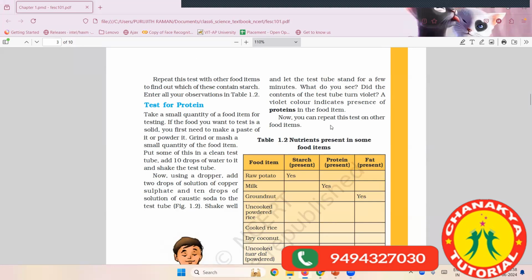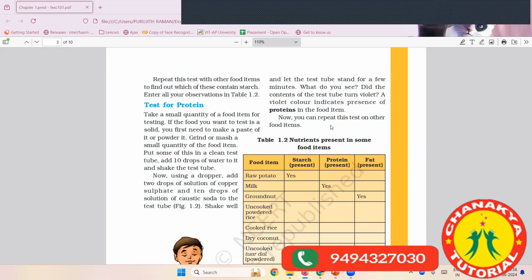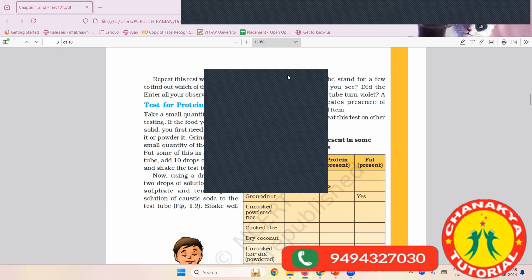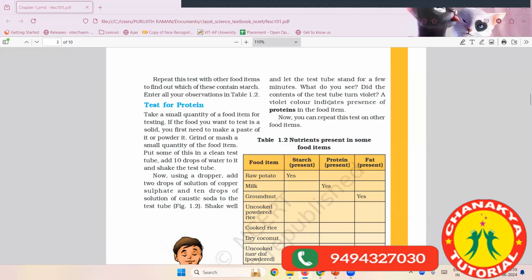The question can also come like, I have an unknown food item. I don't know whether it has protein or starch, but they have given you the test. So I am taking 2 drops of copper sulfate and 10 drops of caustic soda and adding them to the food item, but still I could not see any color change. So what can you tell from this? It is not a protein.